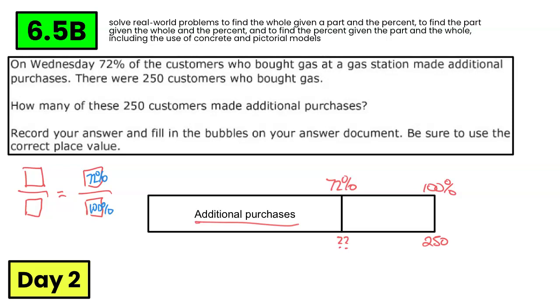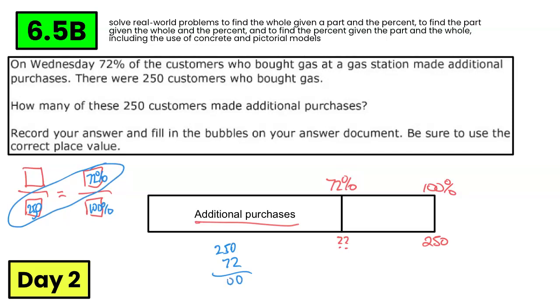Then we also know that there were in total, or whole, 250 people, and so that will go in the denominator of the other fraction. From here, we can either use the idea of equivalent fractions or we can cross multiply and divide to get our answer. And so what we can do here is multiply 250 times 72. So that would be this part right here, 250 times 72.